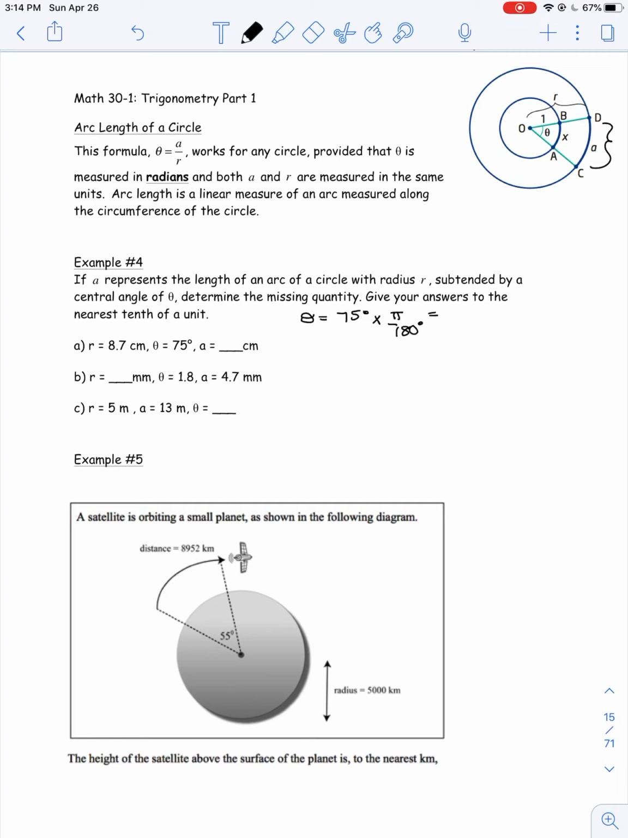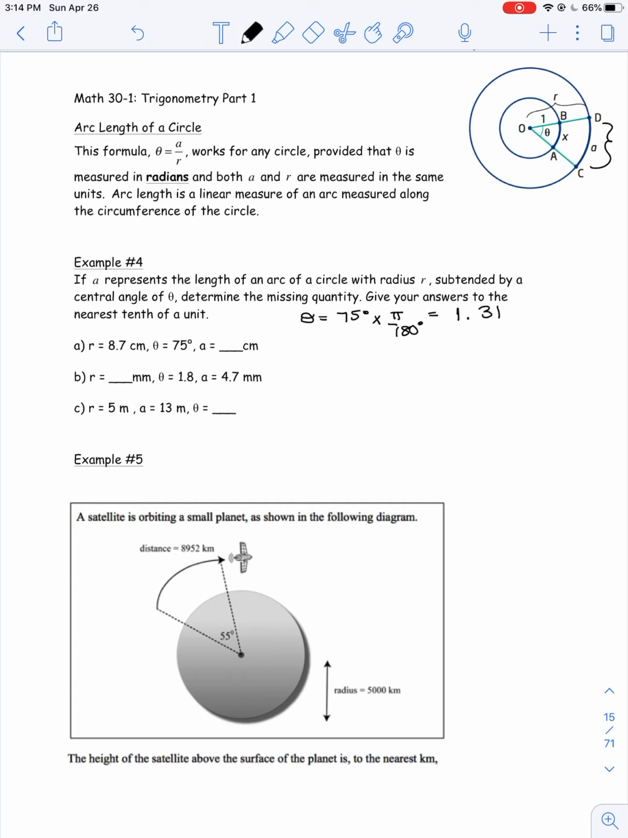So we're going to get approximately 1.31. Now, if you want your answer to be exact, you could have done 75 over 180 and then changed it to a fraction, but we're going to have to round anyway at the end, so we're going to round, right now, to the nearest hundredth, and then our final answer to the nearest tenth.